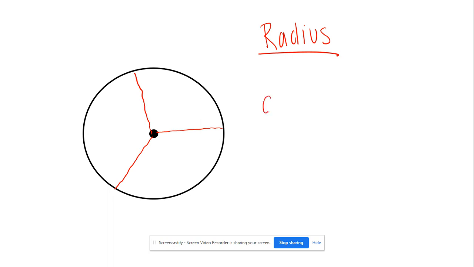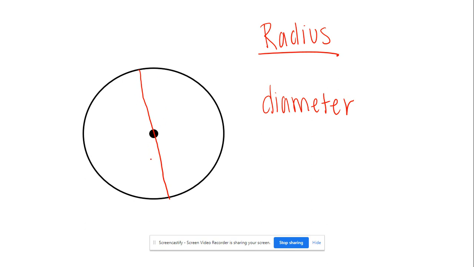Our next word we're going to use is diameter. So our diameter, I'm going to erase these radius, is it's going to go through the center, connecting the two sides. So I'm going to just make a straight line, go through the center, connecting the two. Now notice how we have two different radius. We have one from here and here. So the diameter equals 2 times radius, meaning it is twice as big as the radius.